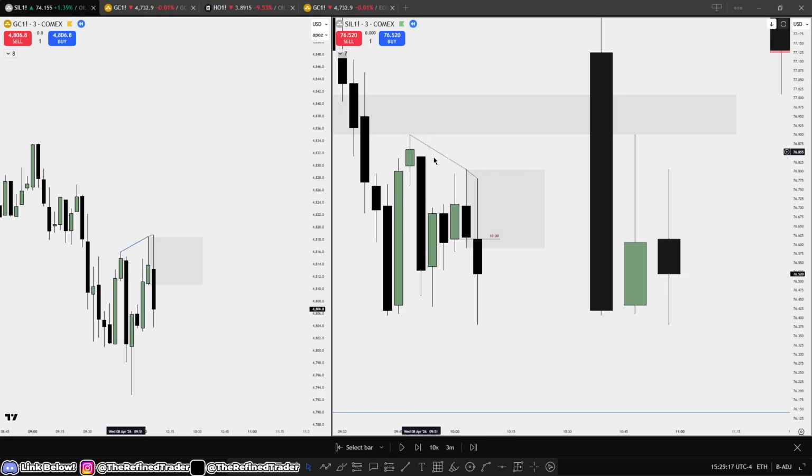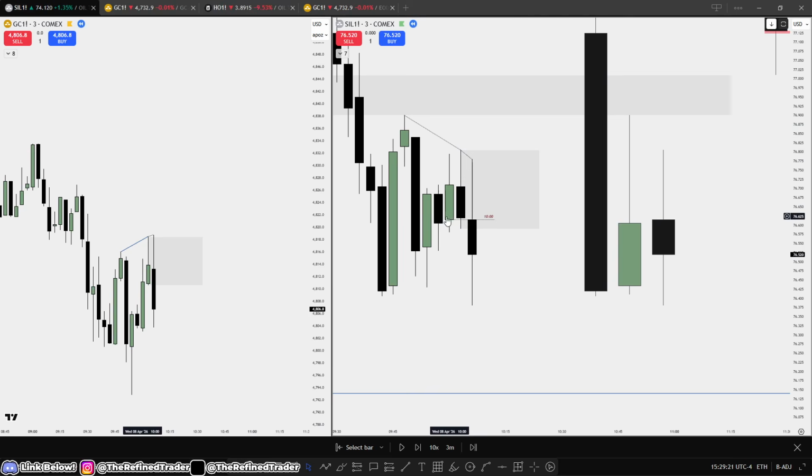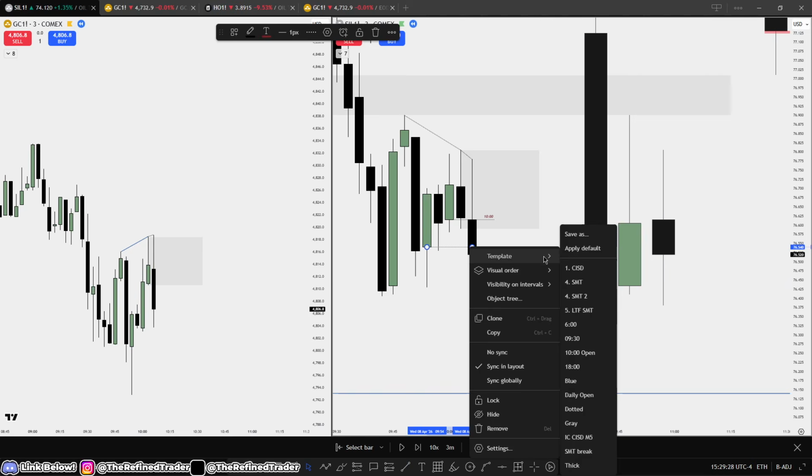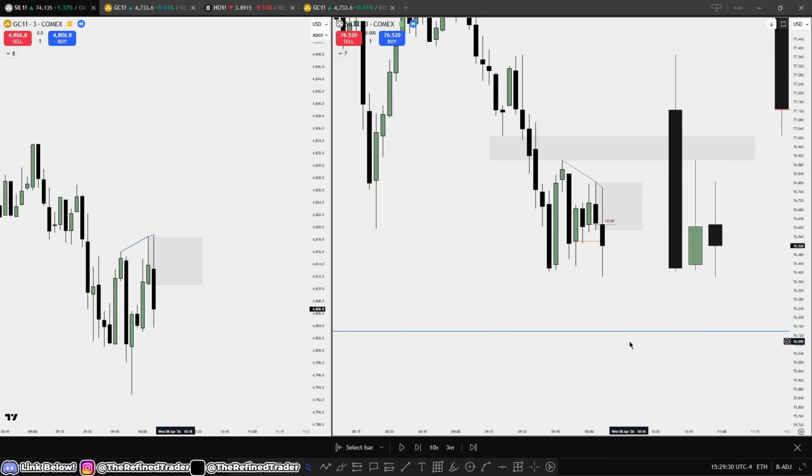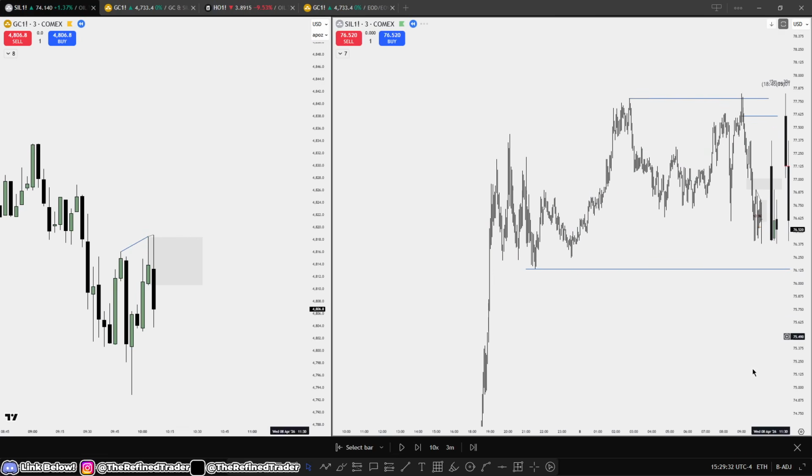So this is a PSP. You can confirm it with this SMT, or you confirm the PSP with this SMT. So whatever you want to do. And not only that, we also have this CISD, and also we have this beautiful CISD here. So let me put 10 a.m. back in its place. So let's just take that off here. Just put it there. So literally now, this is all you need to go for the SMT break. Like this is literally all you need.